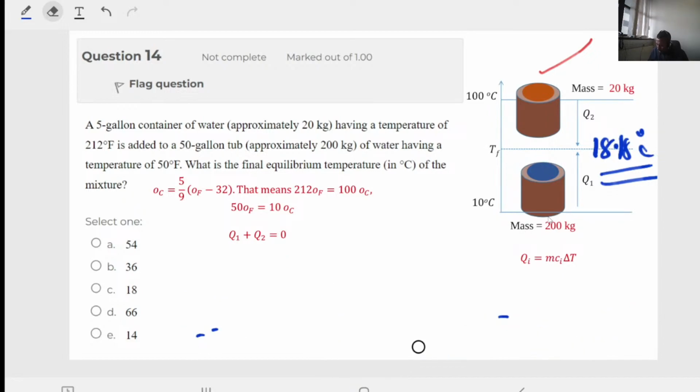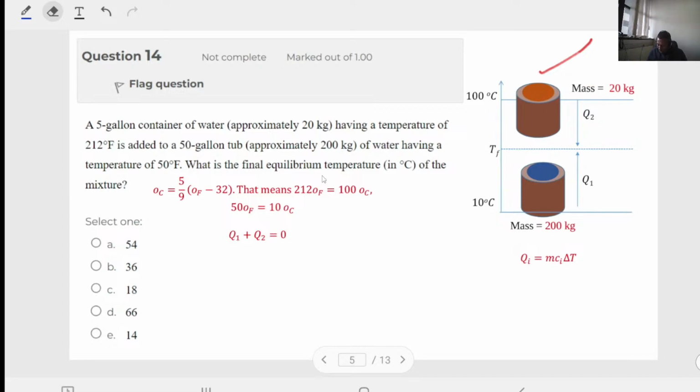What I did here is, when you mix a hot and a cold object, they will have a final temperature T final in between. Then the hot object must lose heat, the cold object must gain heat. Therefore, Q1 plus Q2 must be equal to 0. Energy is conserved. Q1 is MC delta T. Q2 is also MC delta T, but the masses are different. Both of them are water, therefore you could cancel C.